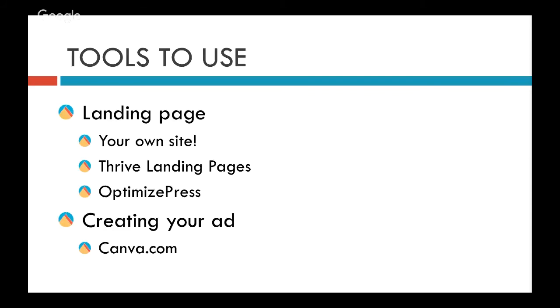But if you're on WordPress, you can use what's called Thrive Landing Pages or OptimizePress. Those are both WordPress plugins that are very, very reasonably priced. Especially for your wedding photographers, if you book one wedding with any of these strategies, it makes it so worth it for you to invest in some of these tools.